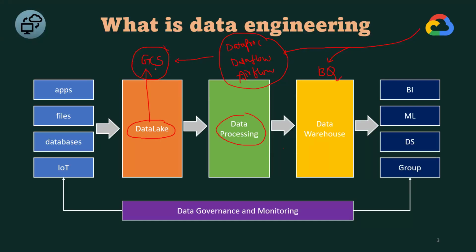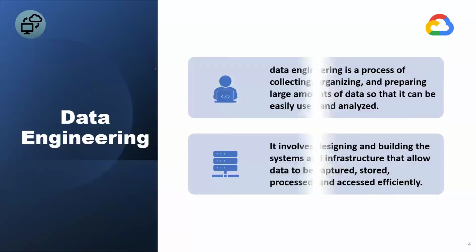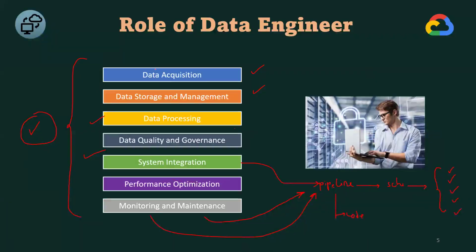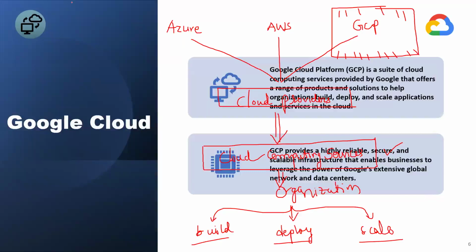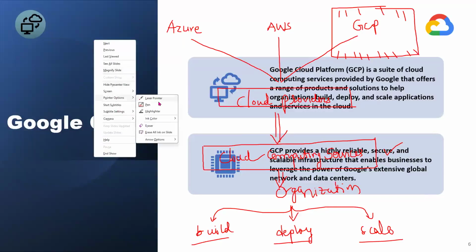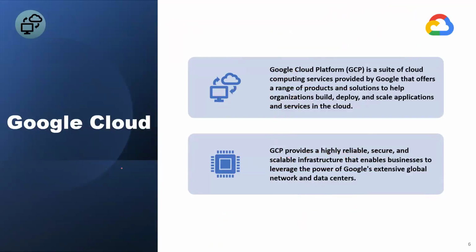Google Cloud Platform is one of the leading cloud providers. They provide you the cloud computing services. These services are very useful for the organizations to build, deploy, and scale the applications and services in the cloud platform. So that is what Google Cloud is. I hope this is clear. So you can come to this slide and see the definition. Google Cloud Platform is a suite of cloud computing services. A suite means a pool, right? A suite means many.